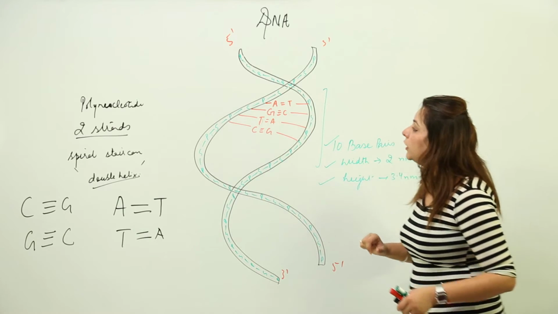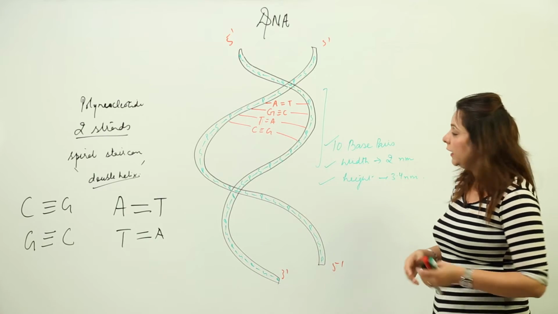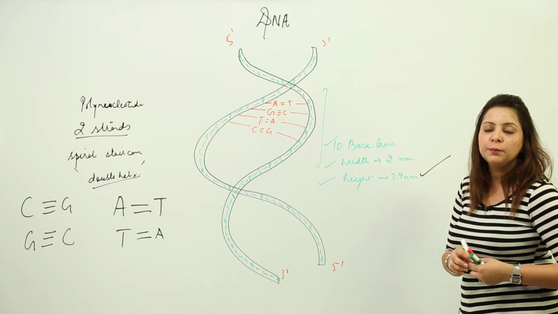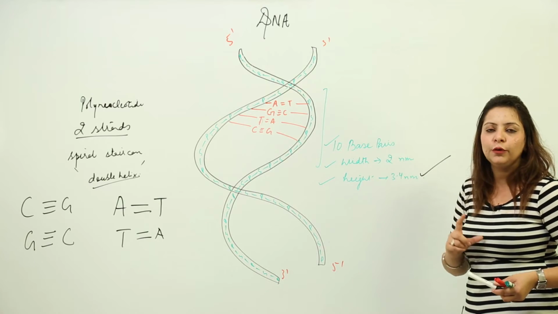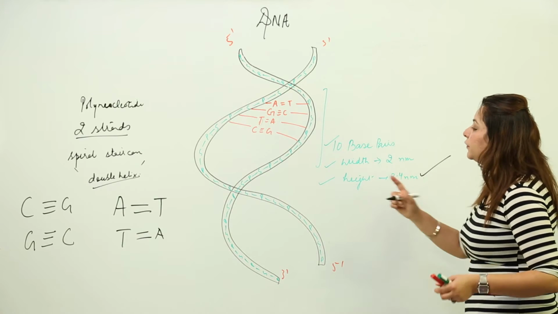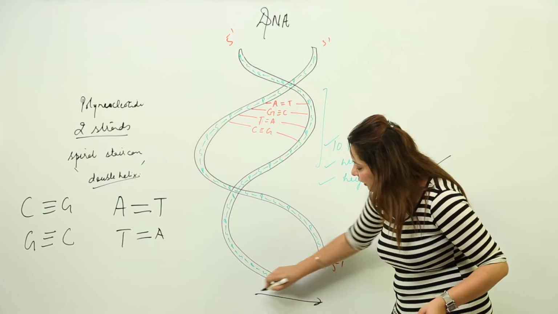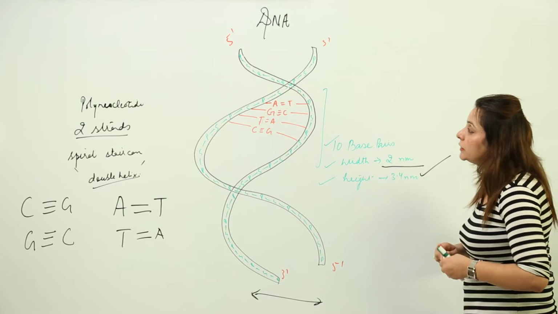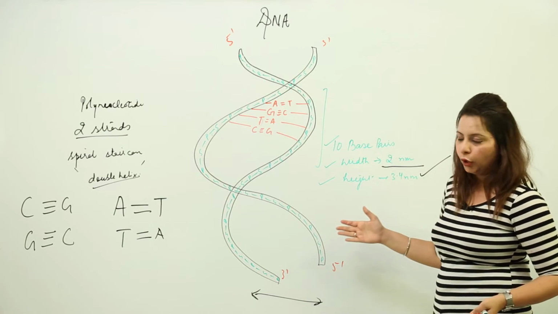So if we talk about the height of the complete DNA, we will see that the complete height is 3.4 nanometer. The complete height for a DNA strand is 3.4 nanometer, and the width is approximately 2 nanometer. So you need to remember this. So this is what we have about the Watson and Crick model.